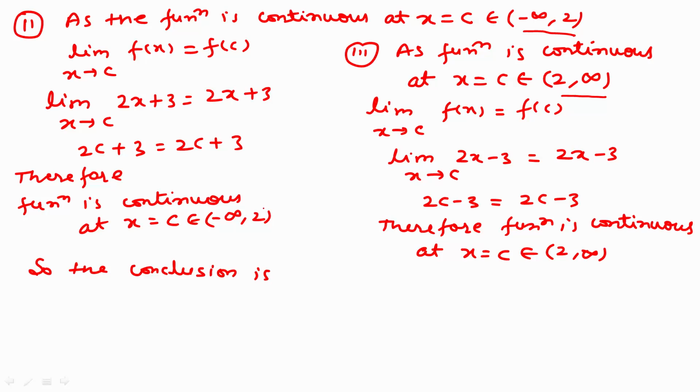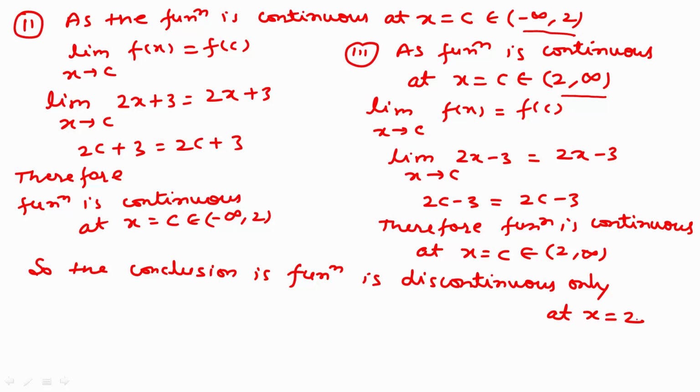So the conclusion is function is discontinuous only at x is equal to 2. So function is discontinuous only at x is equal to 2. Now students, try to solve question number 7, 8, 9, 10, 11 and 12. Let's see the question number 13.